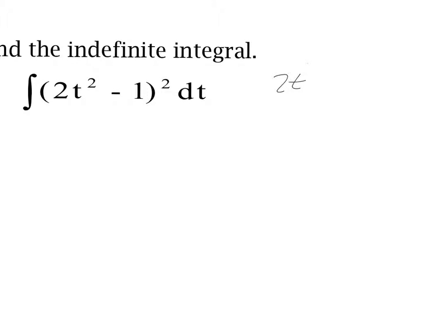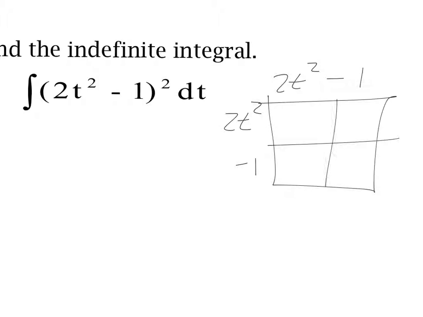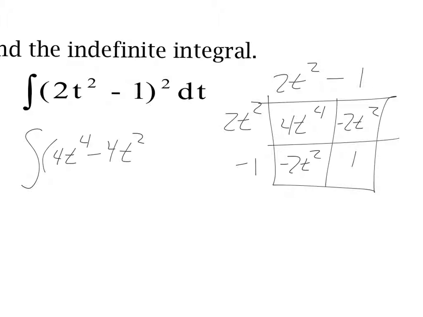Or we could just square it. (2t^2 - 1) times (2t^2 - 1). Well, this would be 4t^4, negative 2t^2, negative 2t^2, and then positive 1. So really this is like saying what's the antiderivative, or the integral, of 4t^4 minus 4t^2, because there's two negative 2's in there, plus 1.